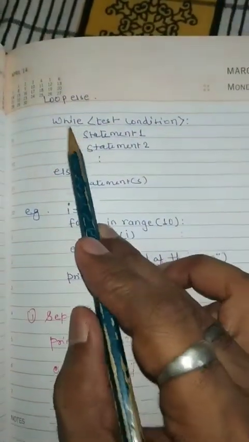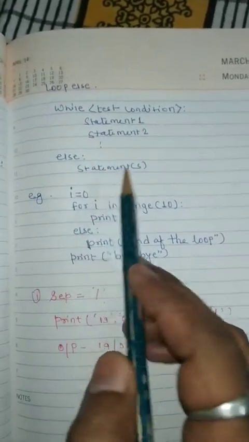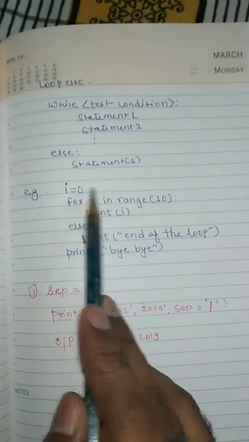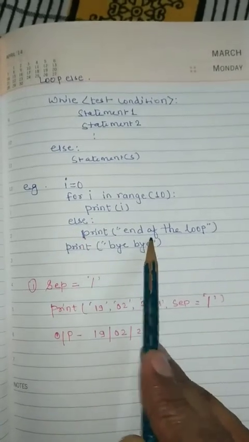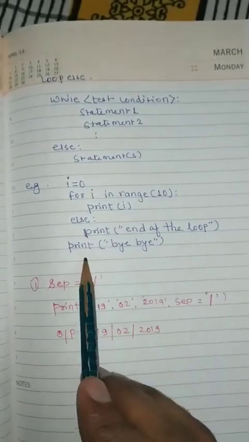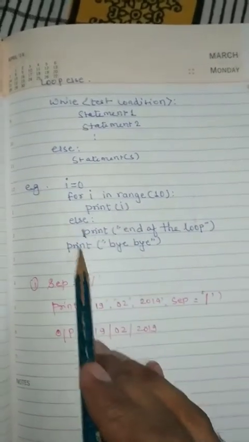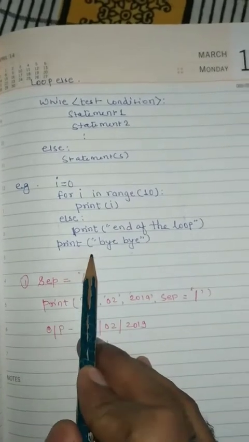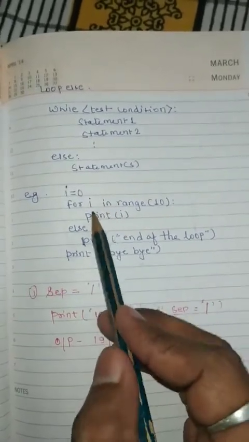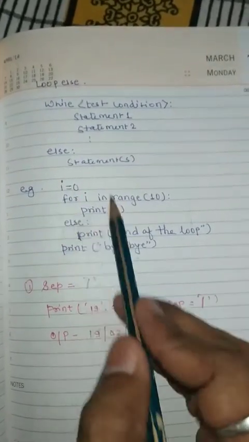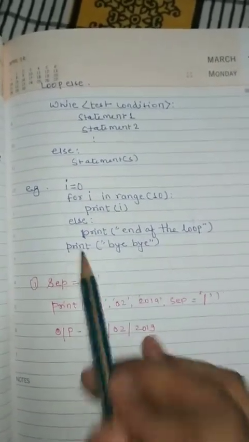In the case of a while loop, the while syntax and thereafter the else statement. One example I have given: for i in range 10, print i, else print end of the loop. This is the looping statement, and outside the looping statement I have written one statement, print bye bye. So first the loop statement will execute, thereafter else, and thereafter the statement outside of this looping statement will execute.